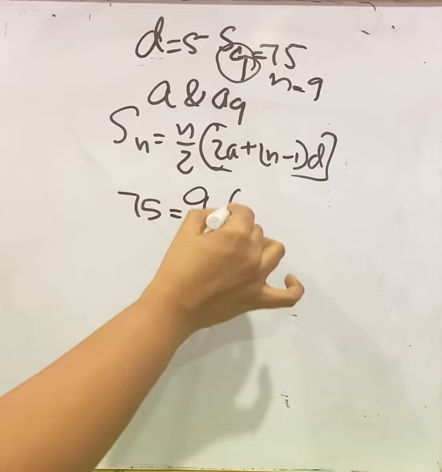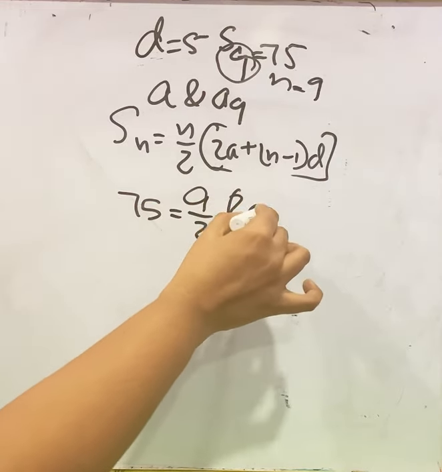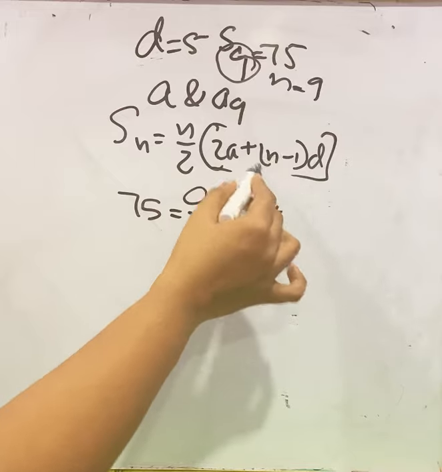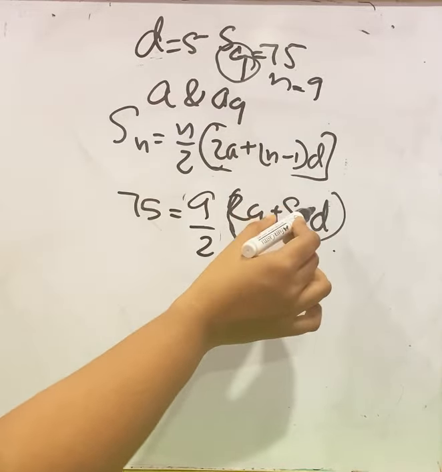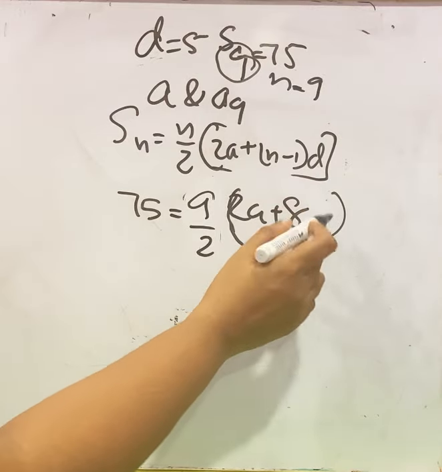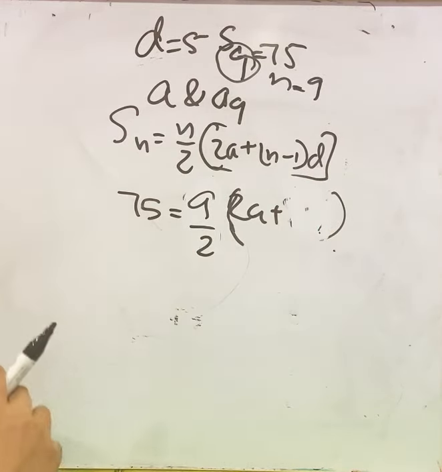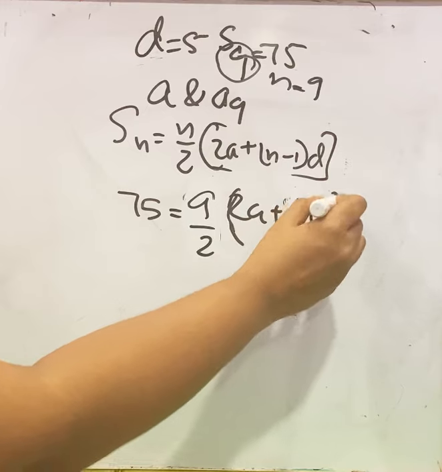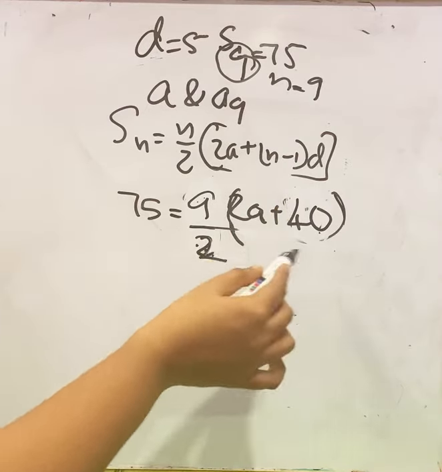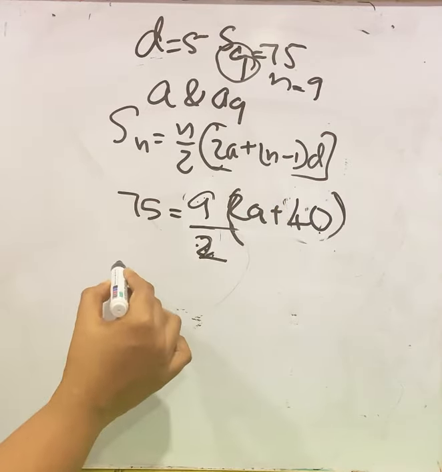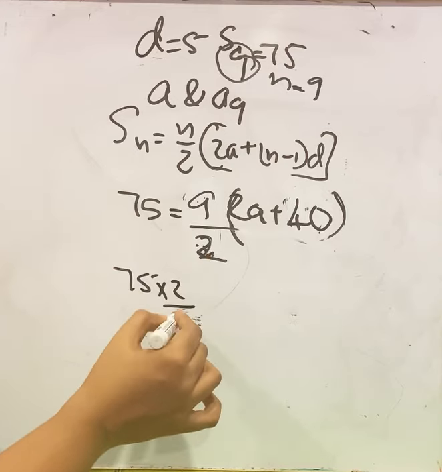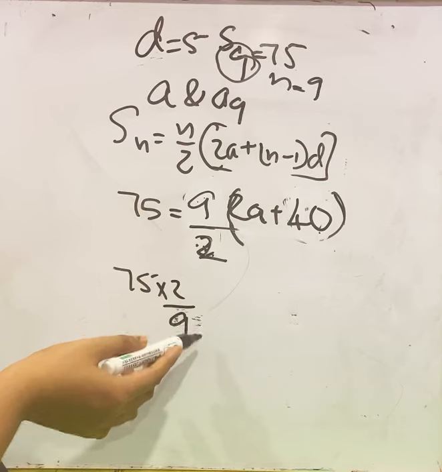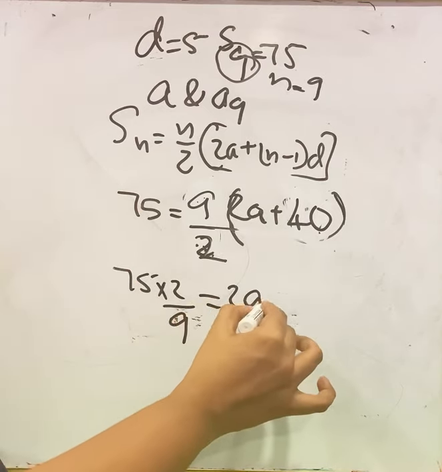9 by 2 into 2A plus n is again 9, 9 minus 1, 8D. Here we know the value of D, that is 5. So 8 into 5 we can write here 40. Now we have 9 by 2 outside the bracket. We can take that to the other side. This 2 goes to the numerator and 9 goes to the denominator. That is 9 by 2's reciprocal equal to 2a plus 40.